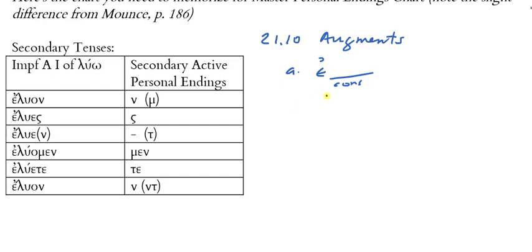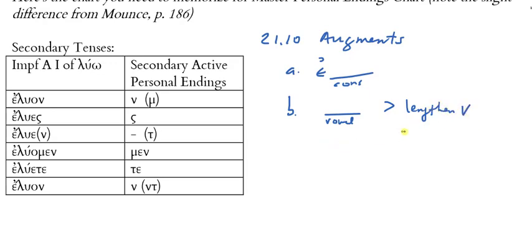This augment is going to create a new syllable, isn't it? Lu, elu. Lu, elu, right? New syllable's been added. And so this is often described as a syllabic augment because it's adding a syllable. And then the second way that you will see augmenting happen is if you have a vowel beginning the verb stem, then you lengthen the vowel.